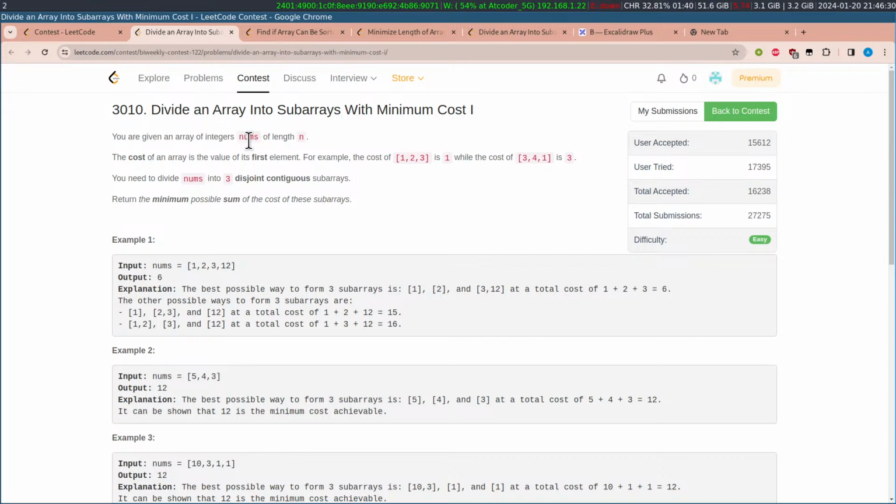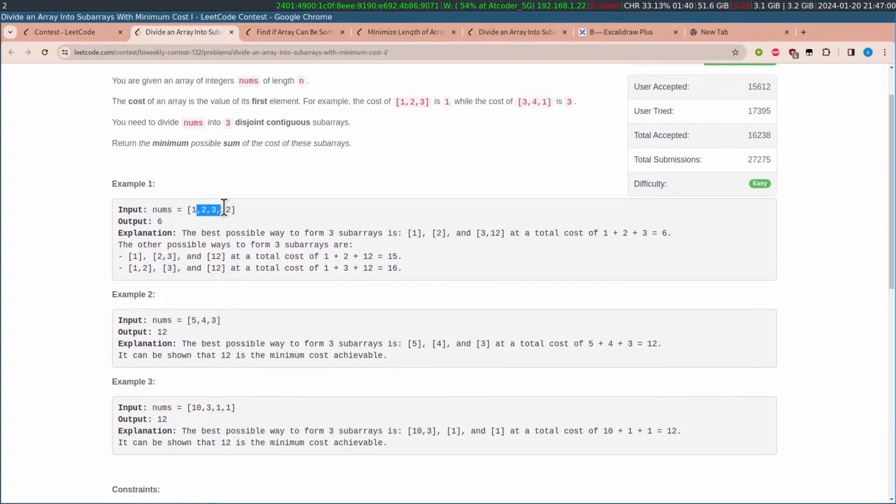You are given an array nums of length n. The cost of an array is the value of its first element. For example, the cost of 1, 2, 3 is 1, while the cost of 3, 4, 1 is 3. You need to divide nums into k disjoint contiguous subarrays and return the minimum possible sum of the cost of the subarrays. Some examples, like 1, 2, 3, and 12.